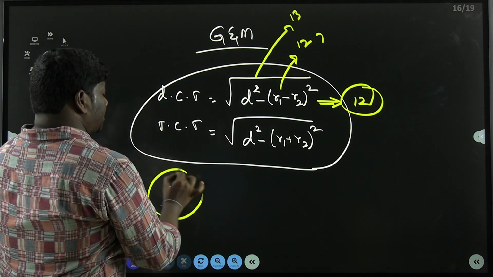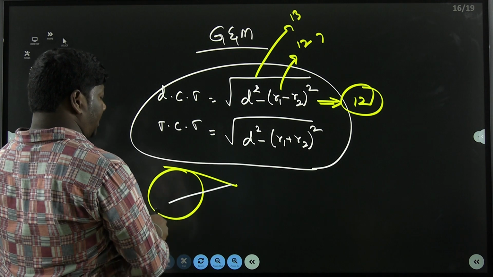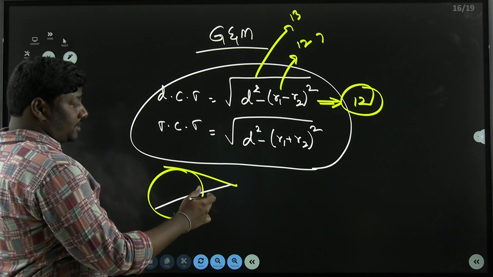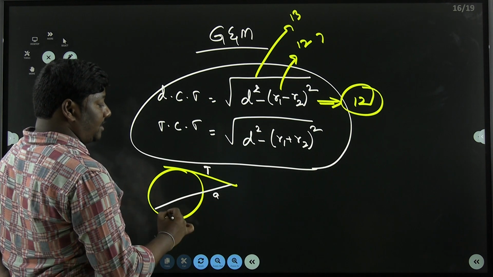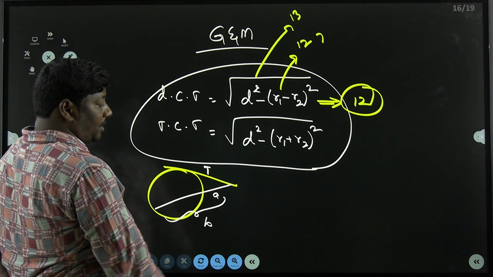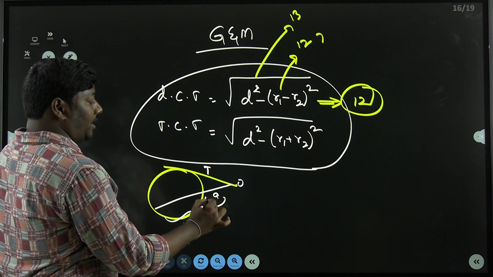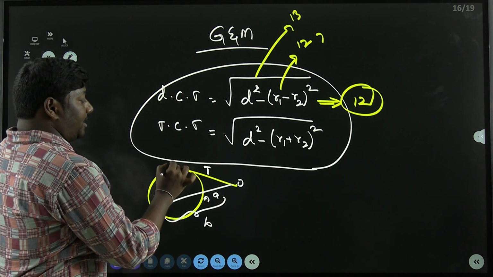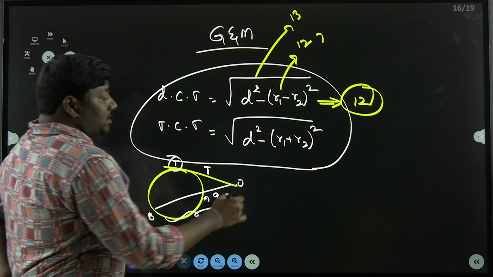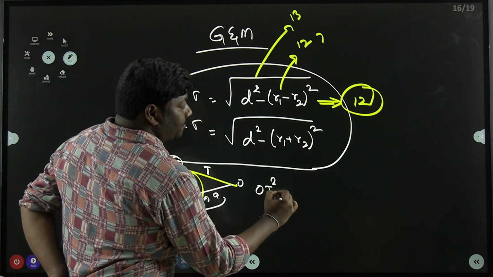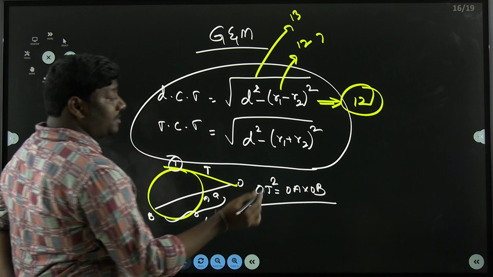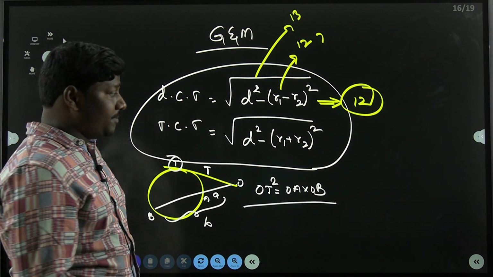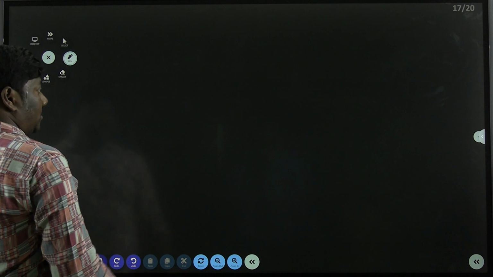And another question is one tangent and one secant, if they intersect. You know the tangent and secant, suppose it is t and it is a and this length is b, or usually we say it is o, a, b and it is t. We say ot square is equal to oa into ob. O is not a center, O is the meeting point of a tangent and a secant. In this, you can have another one also.